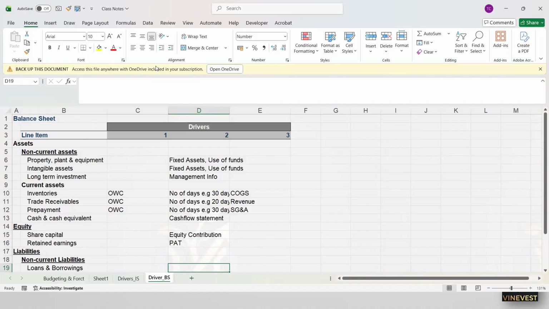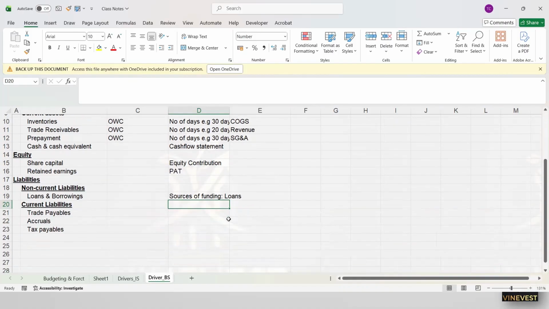Then, under our liabilities, our loans and borrowings, we have sources of funds, just like that. We want to know, did we source some of our funds from debts? That is loans, right? So when we take loans, it will actually affect or drive our loans and borrowings. So what else? Under current liabilities, the trade receivables, this is an operating working capital concept, just like the other ones up there. Then our accrual is also an operating working capital concept, just like this one. So the same thing applies to this, right? Then tax, we want to know what is tax payable, what is our tax due, right?